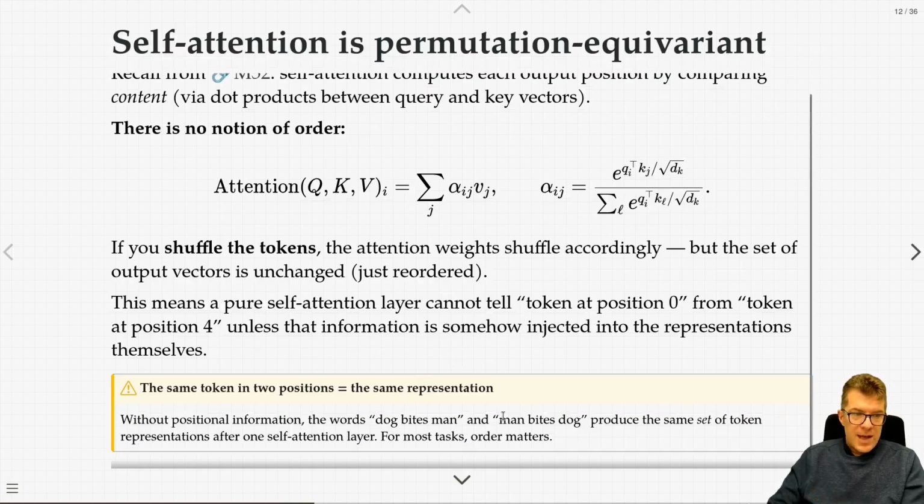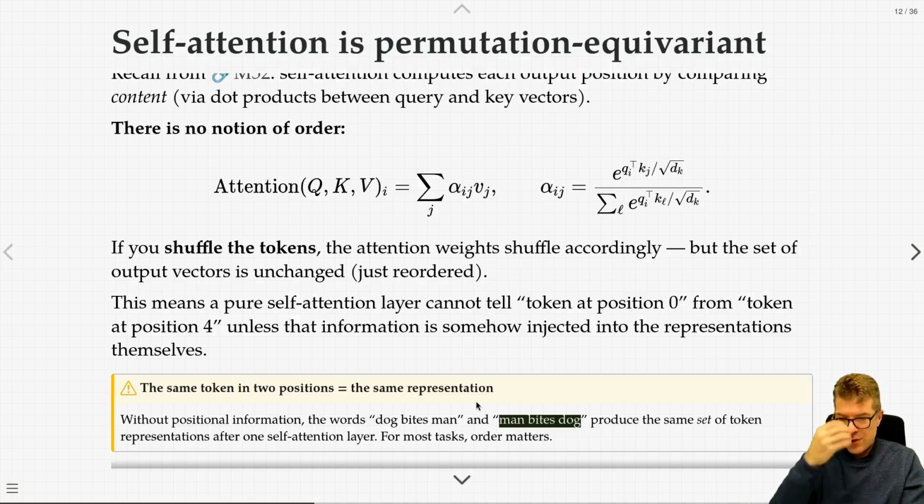Here's an example. If you don't have this positional information, then a sentence like "dog bites man" and a sentence like "man bites dog" will give you the same kind of attention to the different tokens in these sentences. It'll obtain the exact same ones after one self-attention layer. And that doesn't make any sense. Obviously, there's a big semantic difference between a dog biting a man and a man biting a dog, and that's just a simple 3-token sequence. So we're going to have to build in some kind of representation of position.